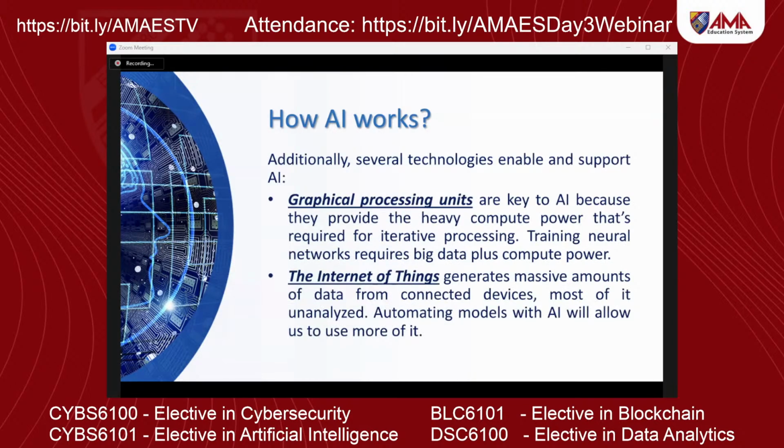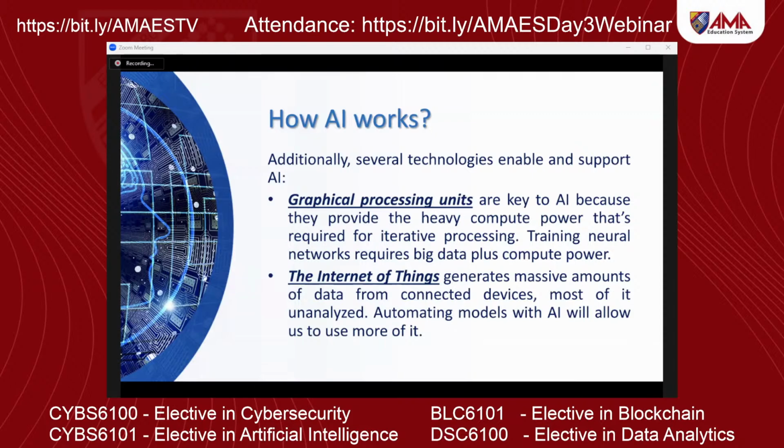Next, so how AI works. Additionally, there are also several technologies which enable and support artificial intelligence. We have the GPU or the graphical processing units. They are key to AI because they provide the heavy computing power that's required for iterative processing. When we talk about iterative processing, ito yung mga repetitive actions or repetitive tasks that can be performed by the AI.